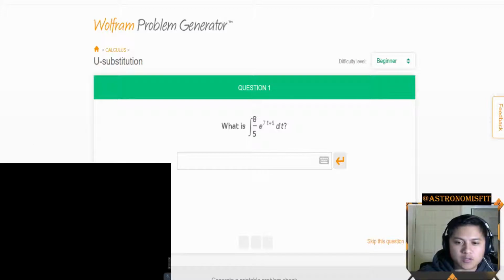I'm going to be doing some integrals on Wolfram Alpha's problem generator, just for some fun, because I haven't done integrals in a while, and I love doing integrals. It's one of my favorite mathematical problems to do. So we're going to warm up with some u-substitution on the beginner difficulty. Let's see if I can even do this without even thinking about anything right now.